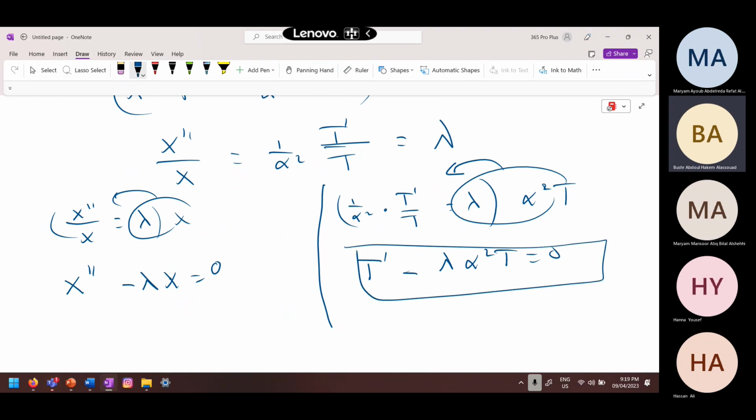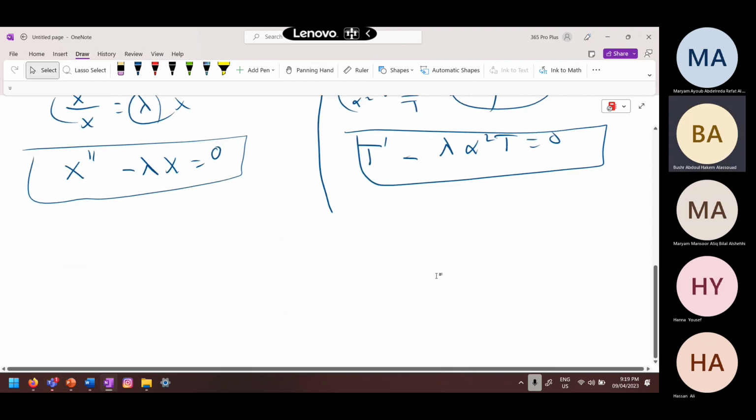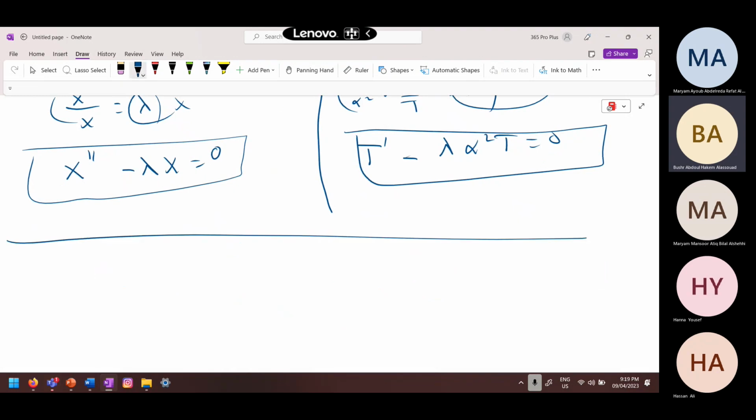Now, these are our equations. We will deal with these equations. Okay. Now, we will use the boundary conditions. No, not the boundary conditions. Sorry. The cases. Apply the cases. So we have case one. Lambda is equal to zero.